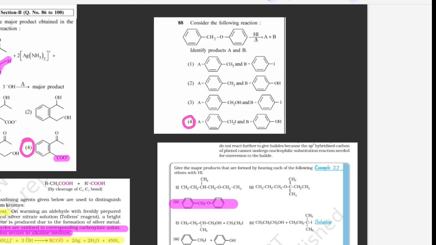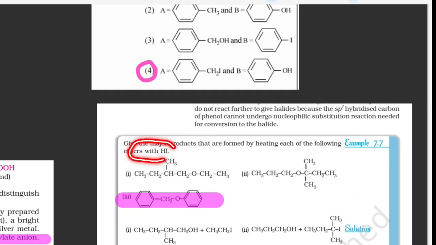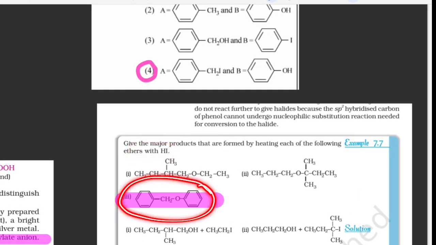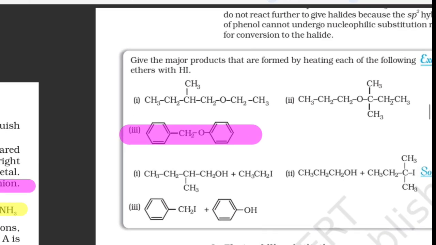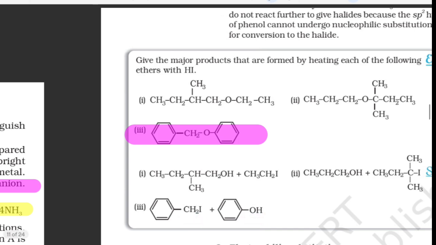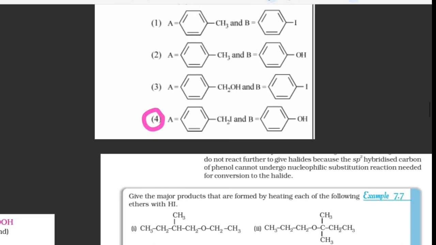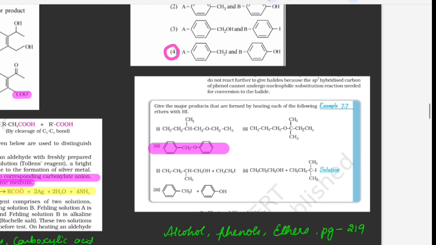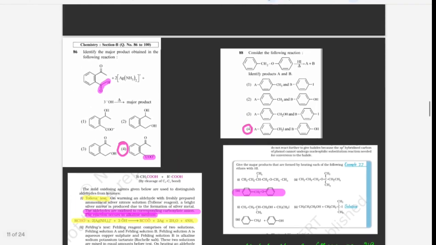And also here, give the major product that are formed by heating each of the following with hydrogen iodide. So here also it is given heating with hydrogen iodide. So this one, when you are heating with hydrogen iodide, you can see here CH3I and here phenol is obtained. So here you can see CH3I and phenol. So direct answer you will get. So here examples. So it is very important you solve the examples and also the exercise questions. So from there, direct questions will be asked in NEET examination.